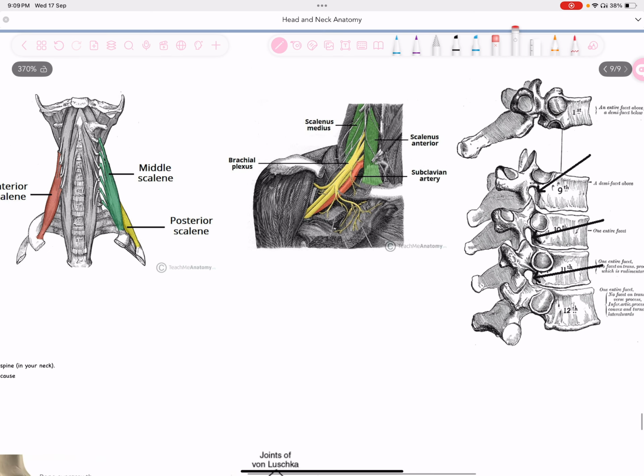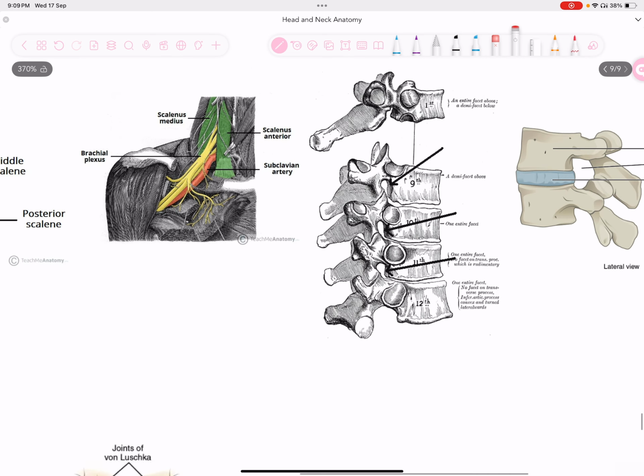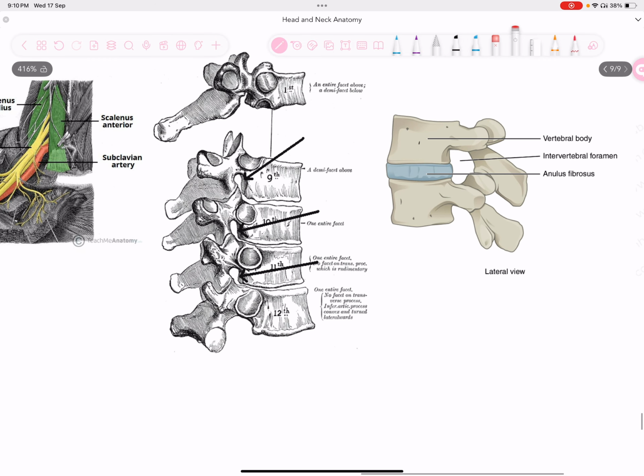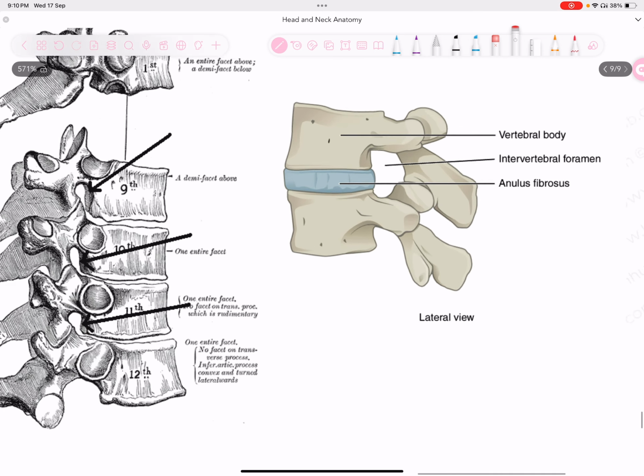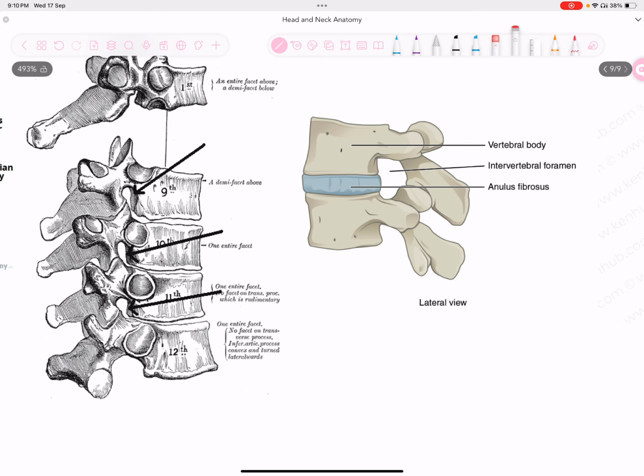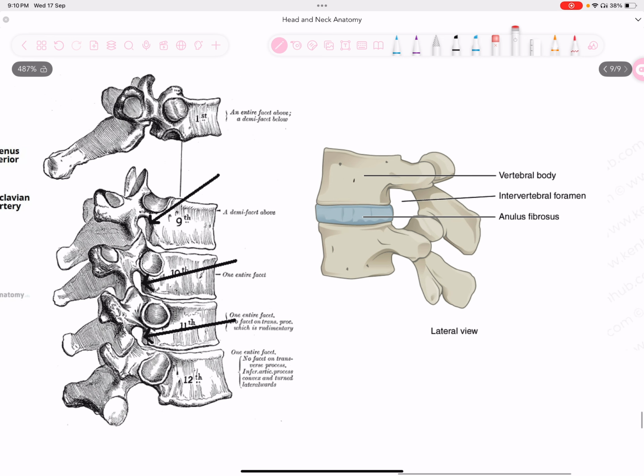The next clinical anatomy point is that the intervertebral foramina of the cervical vertebrae lie anterior to the joints between the articular processes. What exactly is a vertebral foramen? If you look from the superior aspect, you'll see the vertebral foramen right here. But the intervertebral foramen is basically this region. When you look at it from the side view, the lateral view, there you'll see the intervertebral foramen.